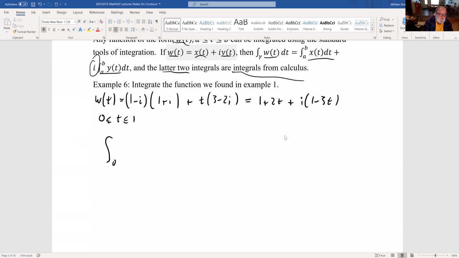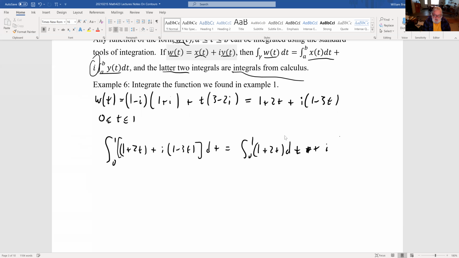So the integral of w of t, which is 1 plus 2t plus i times 1 minus 3t, quantity dt, breaks apart into two integrals. From 0 to 1, 1 plus 2t, that's the real part being integrated, plus i, this is a t so I need a plus, and then an i, and then an integral of 1 minus 3t dt. Oh, and I try to write my t's with little tails on them so that I can tell them apart from pluses.